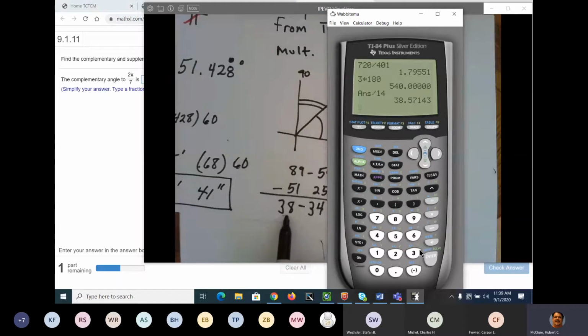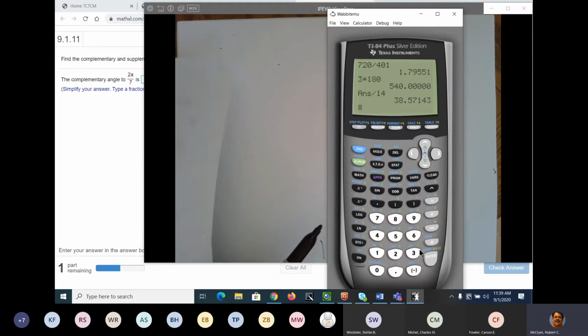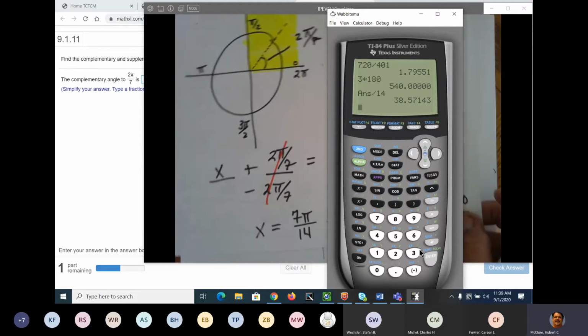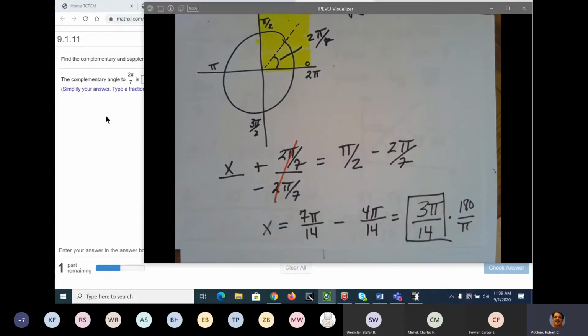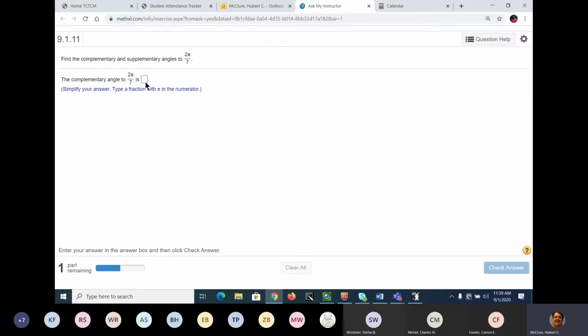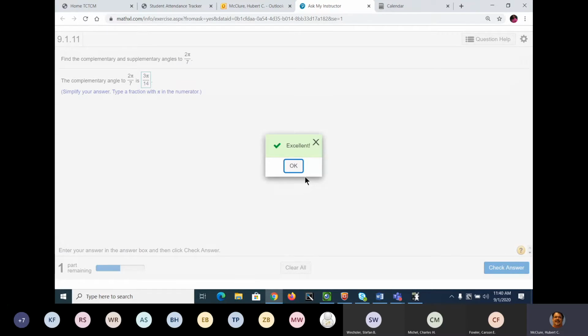38 degrees. And that comes out to be, if you transverse it over, it's going to be the same. So you get the same answer. But they want you to do it like this. Okay, so what I'm going to do is type in the answer as they want it. So what do we get? We got 3 pi over 14. So 3 pi divided by 14. And we feel good about ourselves.